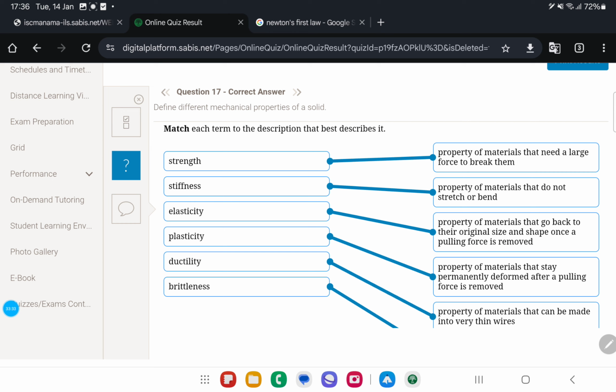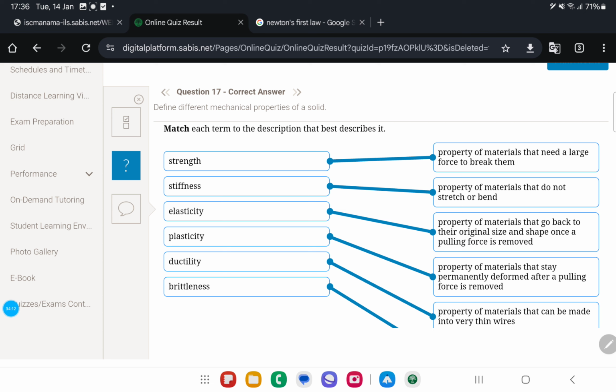Strength, property of materials that need a large force to break them. Like for example, a boulder, it has a lot of strength since you're gonna need something really, really strong to break a whole boulder. Okay. Stiffness, property of materials that do not stretch or bend. So yeah, stiffness is something that can't be stretched or bent, like a rock. You can't stretch it, obviously. Elasticity is something that can be stretched, like a rubber band. Okay, property of material that go back to their original size and shape once the pulling force is removed.